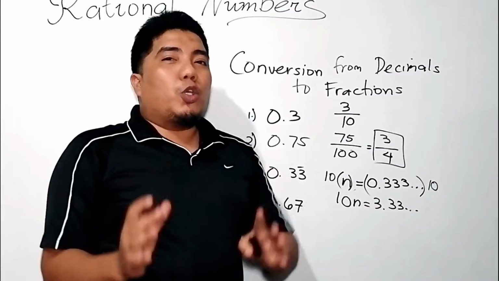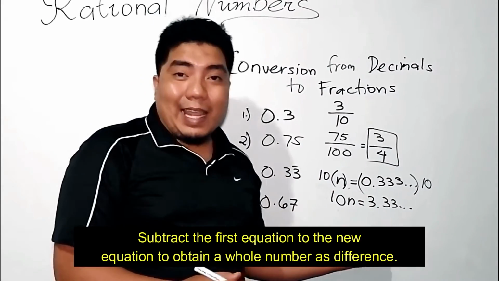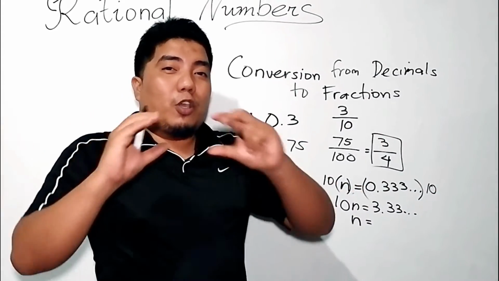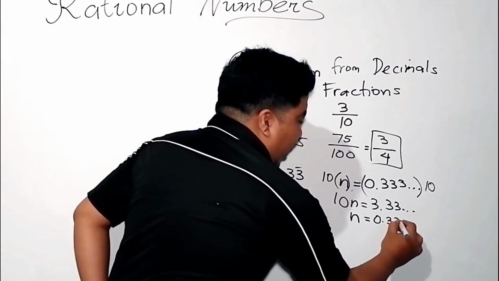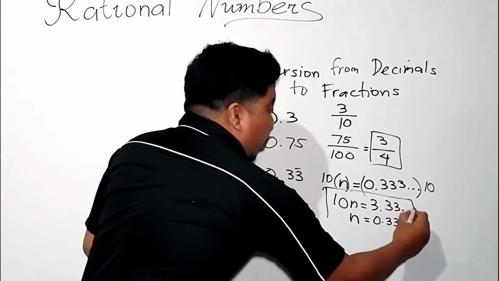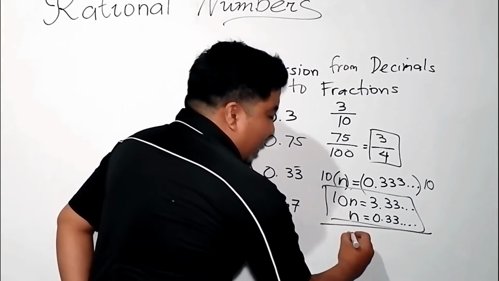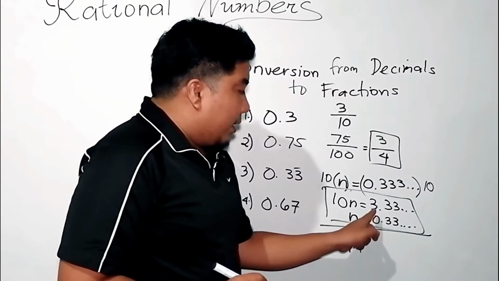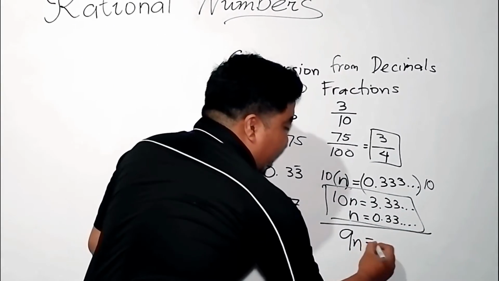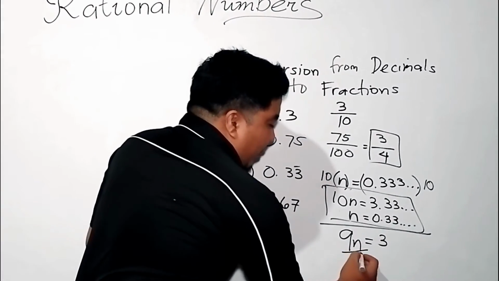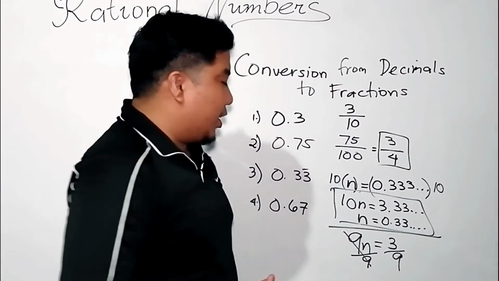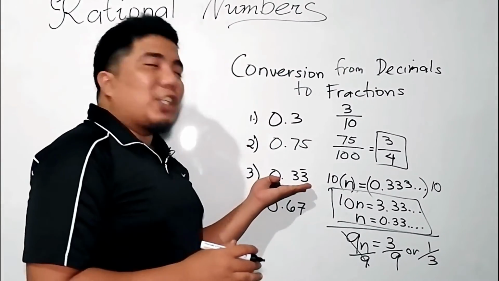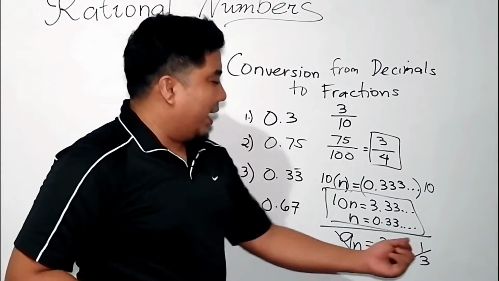Now, what you will do is you subtract the first given number from your 10n. So, what you will do is you connect your first equation, which is n is equal to 0.333. Okay? What you will do is you subtract this one. Now, if you subtract 10n by n, the answer is 9n, because n here means 1n, right? Okay, so we have here, if you subtract 3.3333 by 0.3333, the answer here is 3. By solving the value of n, you will have an answer of 3/9, or 1/3. Meaning that the fraction that is equivalent to 0.3333 is 1/3.